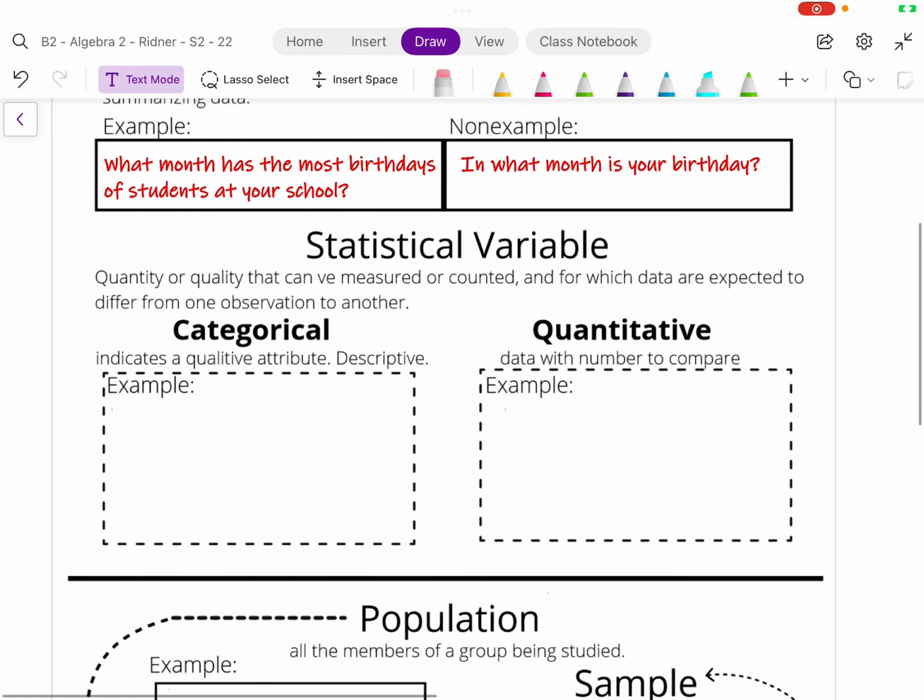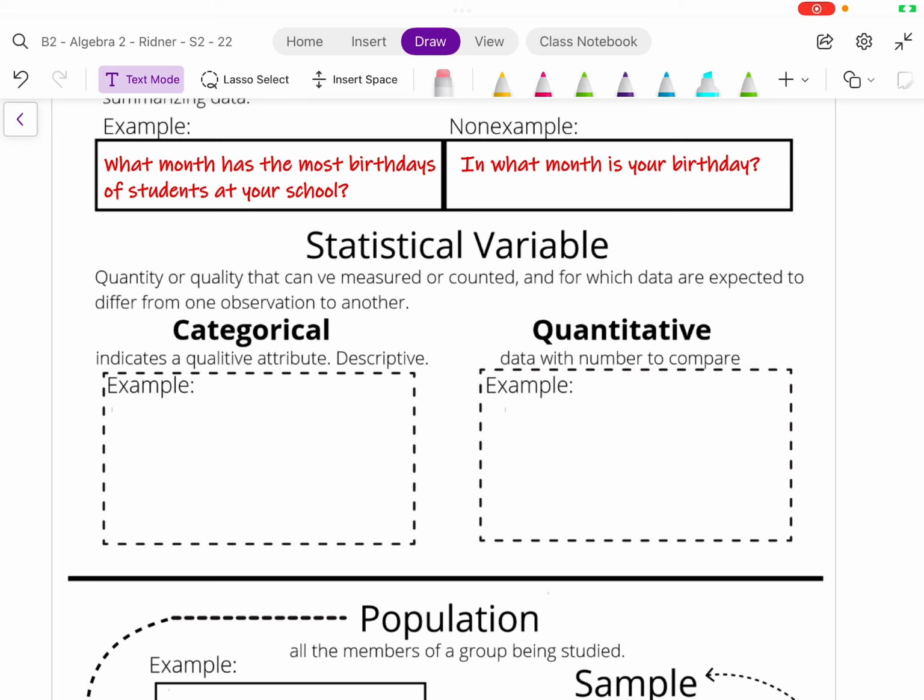Okay, so a statistical variable is a quantity or quality that can be measured or counted, and for which data are expected to differ from one observation to another. So categorical and quantitative are two types of statistical variables.